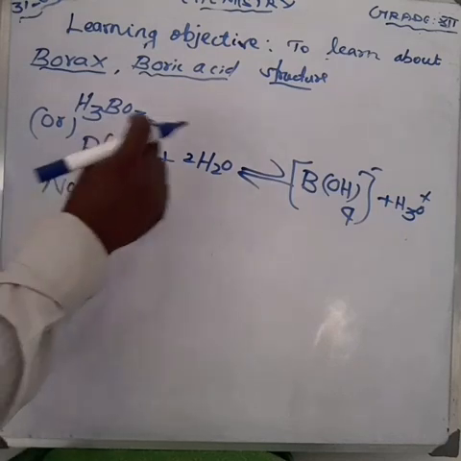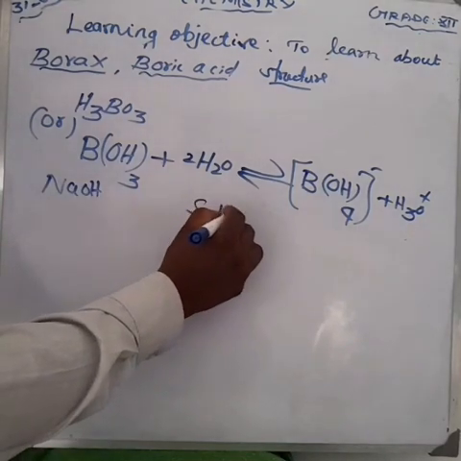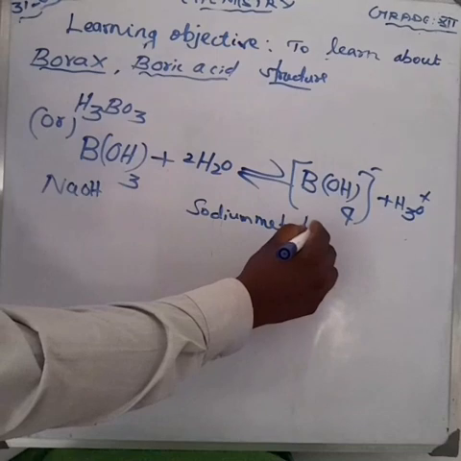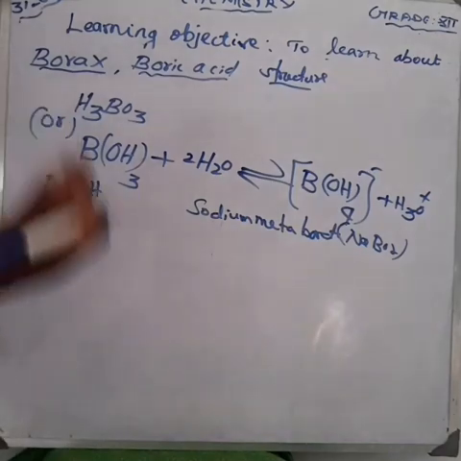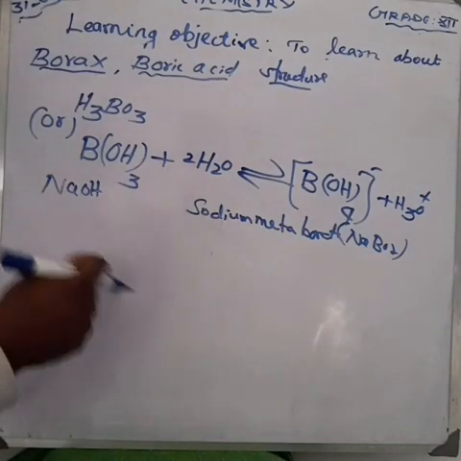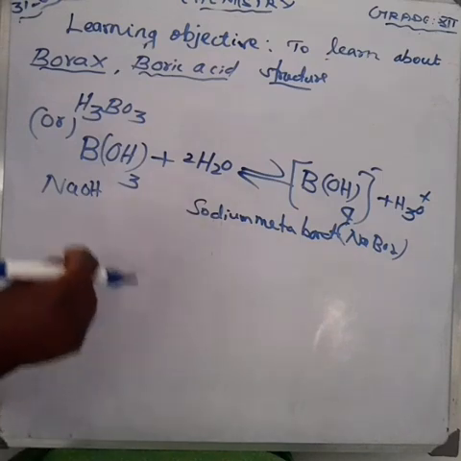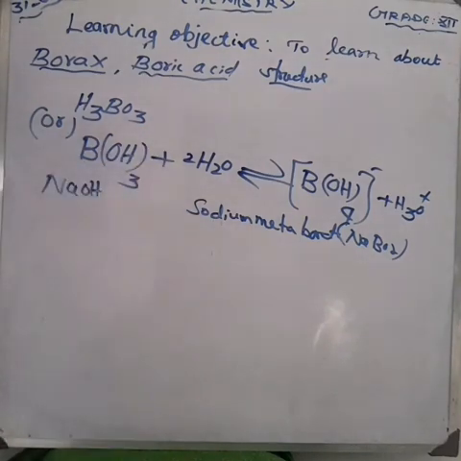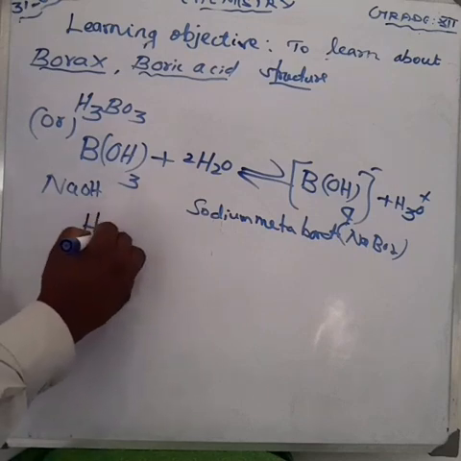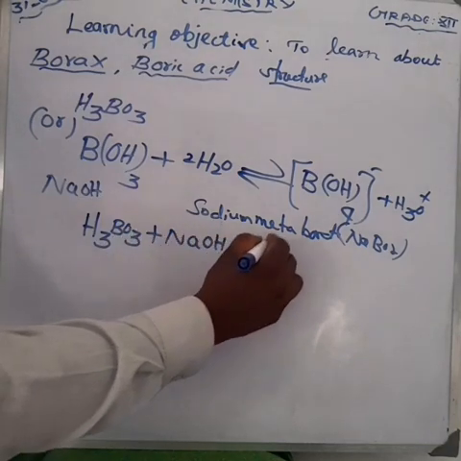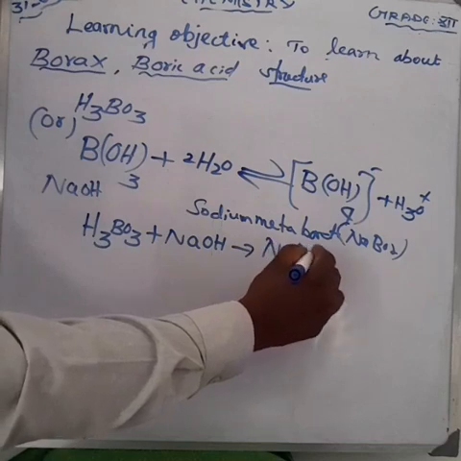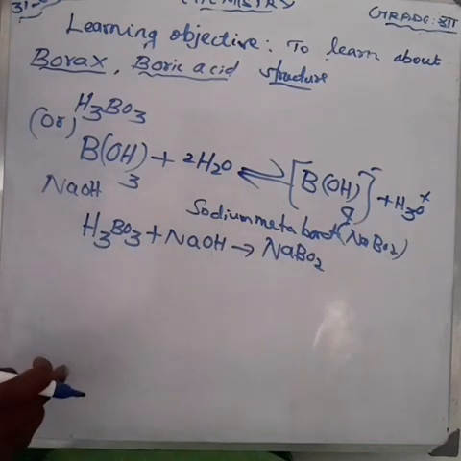First it forms sodium metaborate. What is the formula for sodium metaborate? NaBO2. Again, boric acid reacts with 2 moles of sodium hydroxide, and we get sodium tetraborate, that is called borax. Am I right? Okay, borax. So how can you write the equation? H3BO3 reacts with sodium hydroxide, we get sodium metaborate. What is the formula? NaBO2.